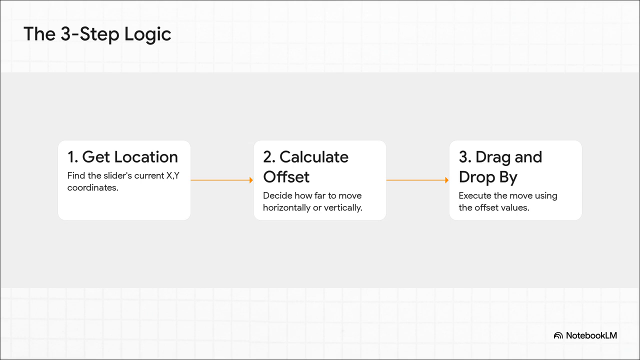Step 2, you decide how far you want to move it. We call this the offset. Let's say 100 pixels to the right. And finally, step 3, you use a special command, drag and drop by. You just give it the slider handle and tell it how far to move on the X and Y axis. You see the difference? It's not dragging to a target, it's dragging by a certain distance.